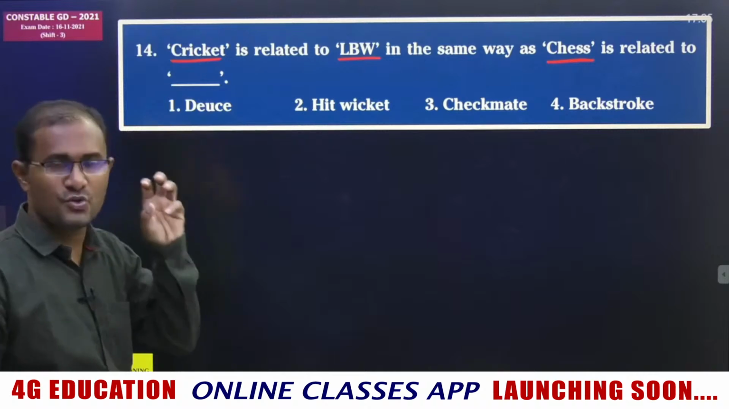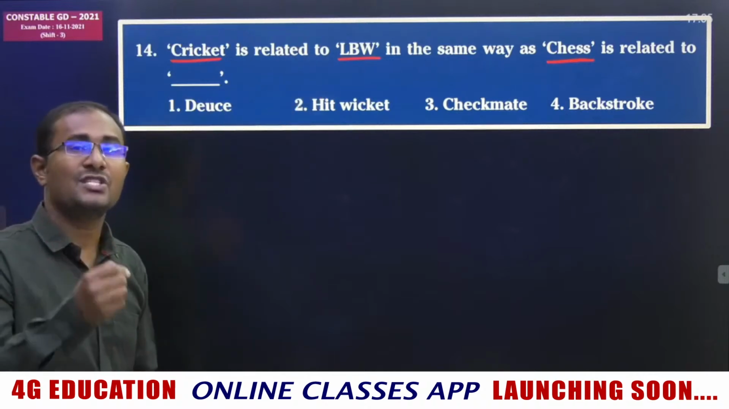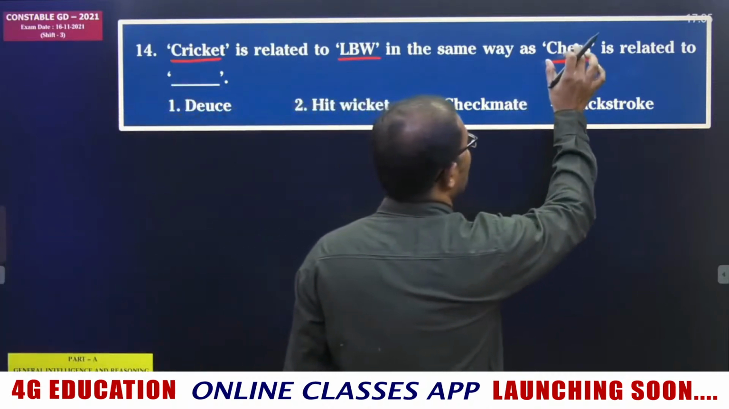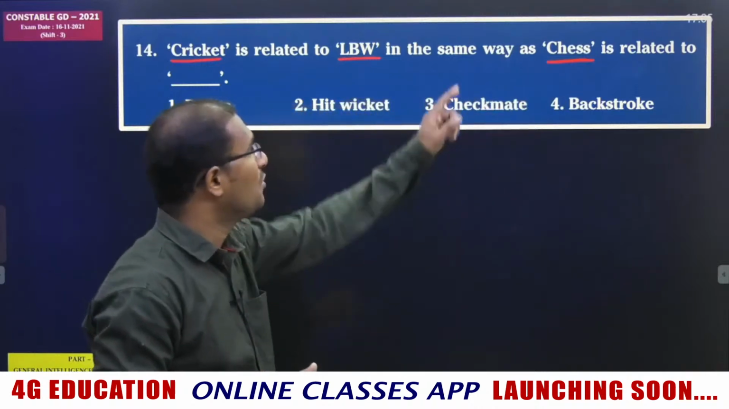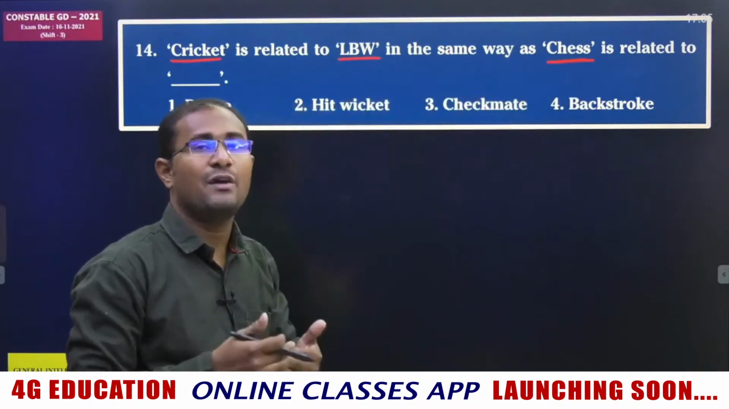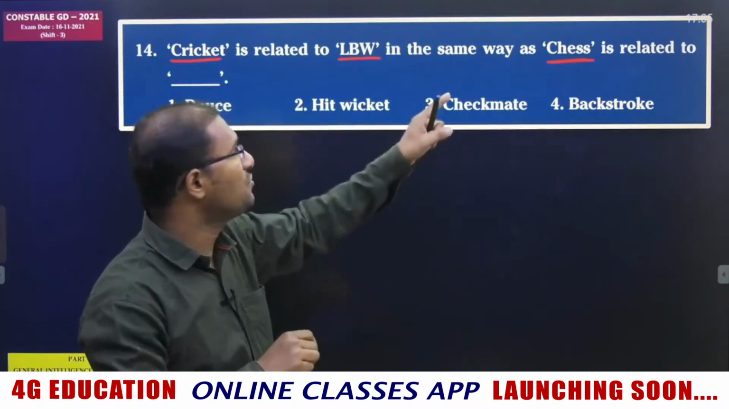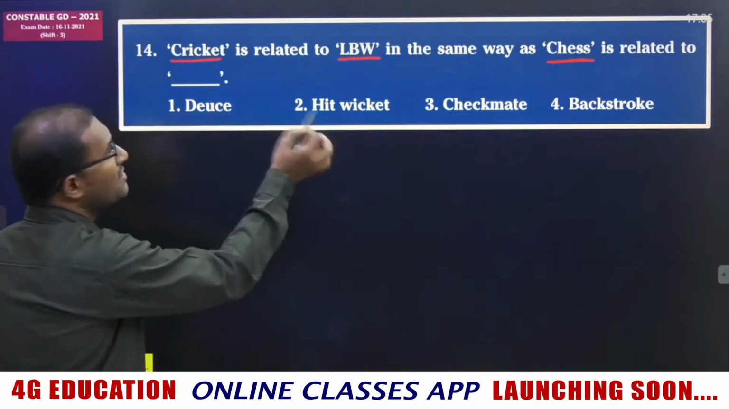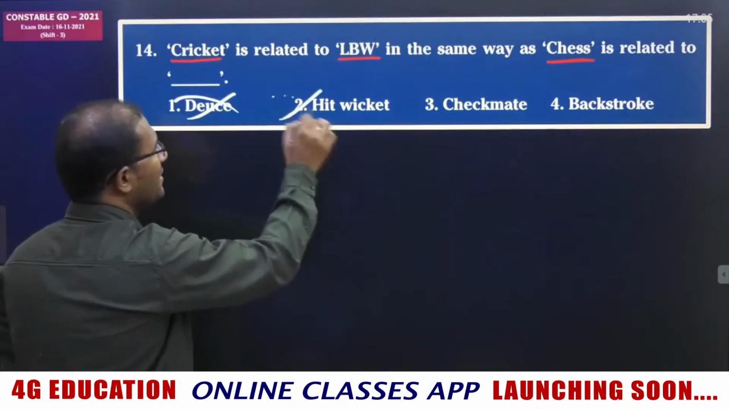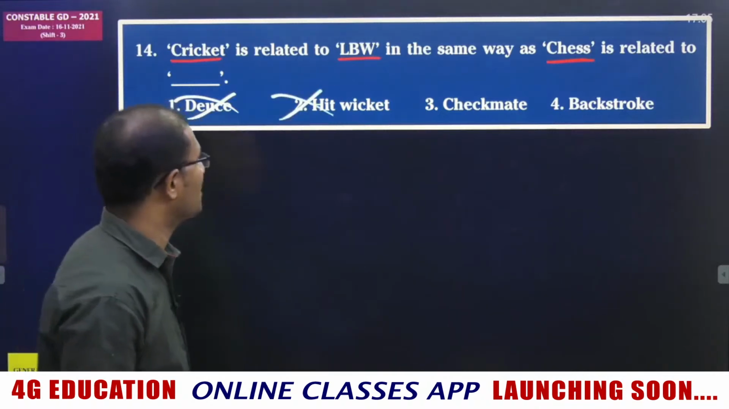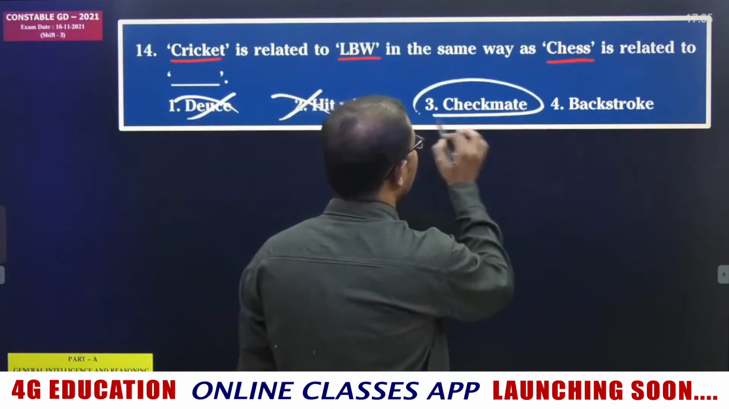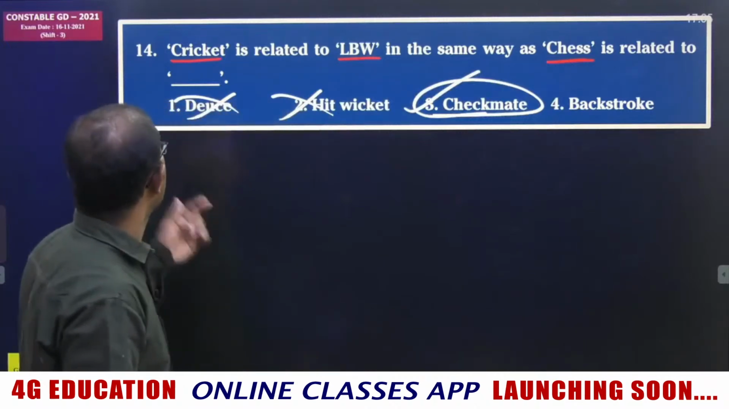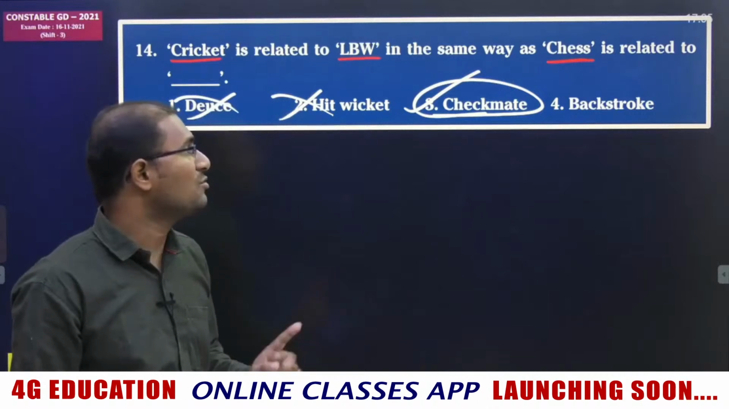See, cricket is a sport's name, and LBW is a term being used in the sport of cricket. Similarly, chess is a sport's name. So the word we have to pick from the options is the word which is used in chess. Now if you observe, deuce, is it a word we use in chess? No. Hit wicket is also not, it is used in cricket. Now checkmate is the word which we use in the game of chess, right? So for the 14th question, our right answer is the third option.